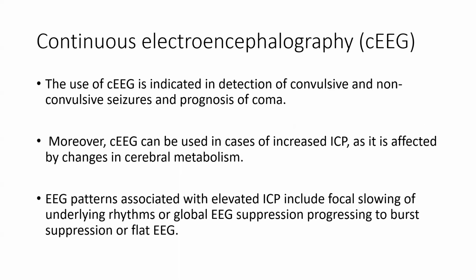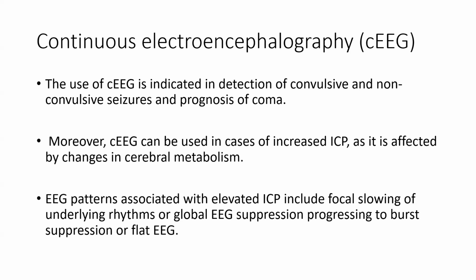Now, continuous EEG. The use of continuous EEG is indicated in detection of convulsive and non-convulsive seizure and prognosis of coma. Moreover, the continuous EEG can be used in the case of increased ICP as it is affected by changes in the cerebral metabolism.